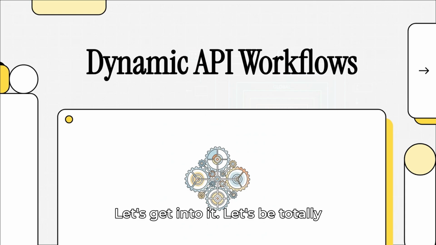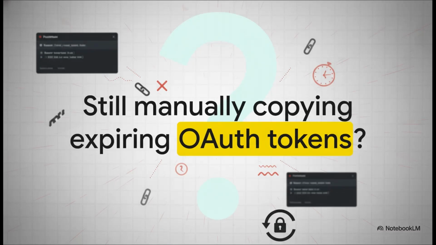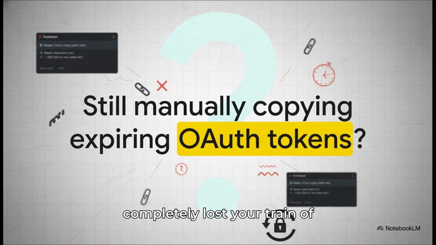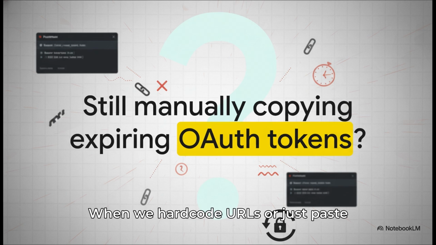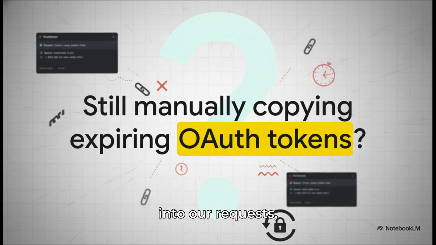Let's get into it. Let's be totally honest for a second. Are you still manually copying and pasting expiring OAuth tokens every 60 minutes? Have you ever completely lost your train of thought while debugging just because your token suddenly expired? It's literally exhausting, right? Manual handling of authentication tokens is a huge source of friction in API testing. When we hardcode URLs or just paste raw tokens directly into our requests, we're creating these brittle, error-prone setups. It slows us down, causes false negatives, and frankly, it's just a headache we don't need.